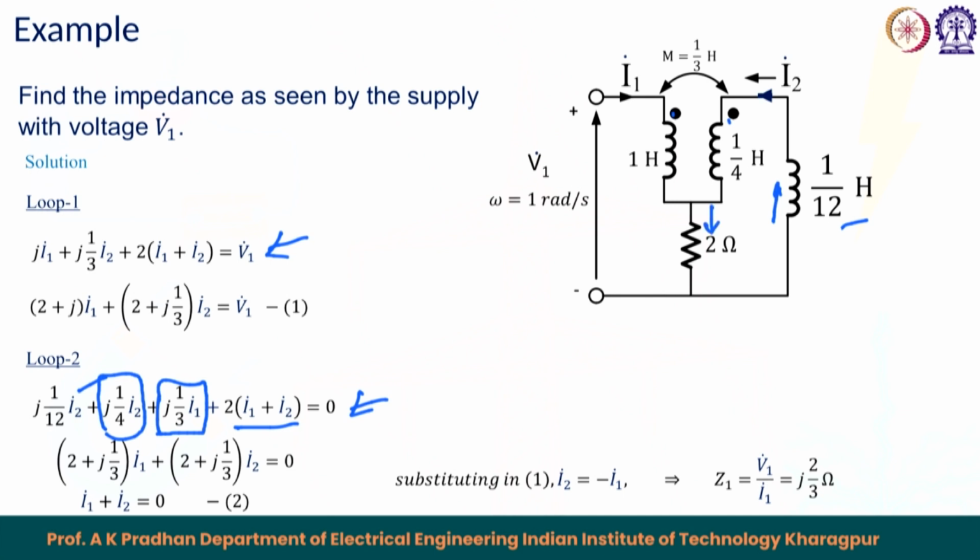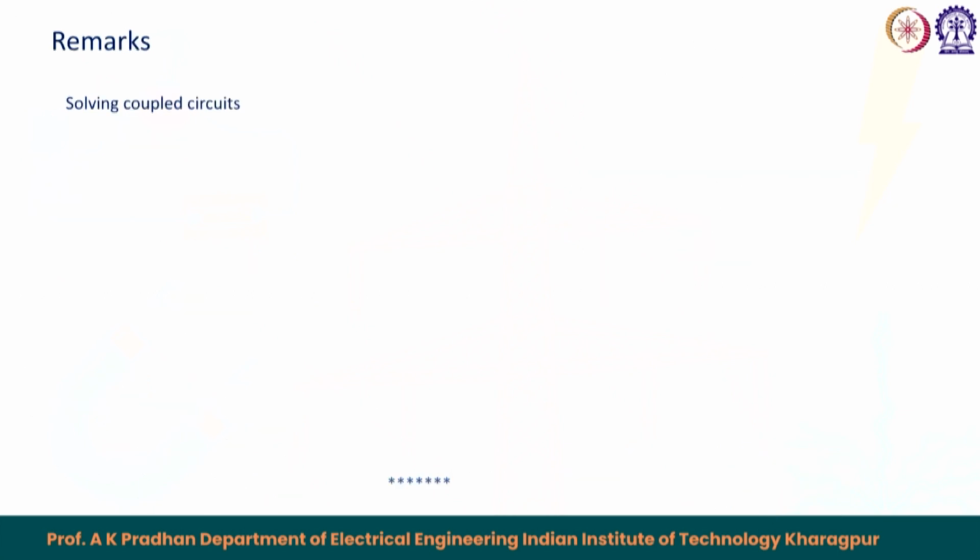So, we got the 2 equations, loop 1 and loop 2, and from loop 2 we have I1 plus I2 equals 0. Therefore, we can substitute I2 equals minus I1 in the first equation, and then we get Z1 equal to V1 upon I1, and that becomes equal to J2 upon 3 ohm. So, the impedance seen from the source side will be J2 by 3 ohm.